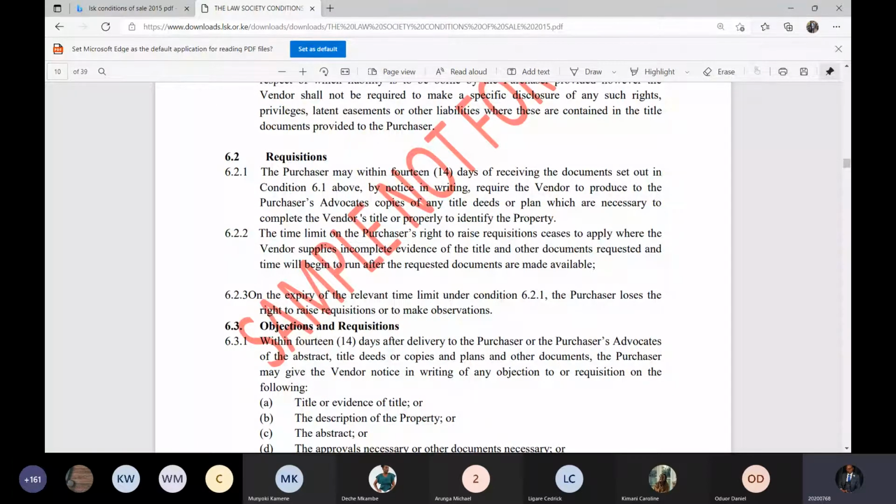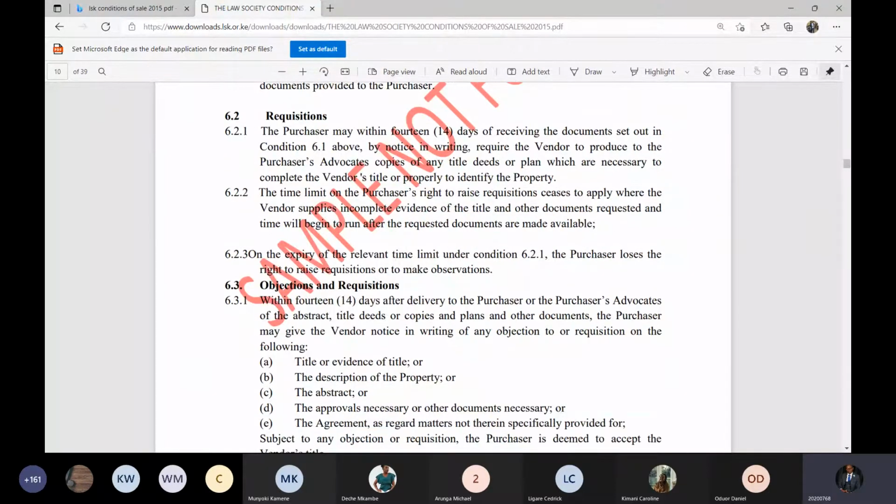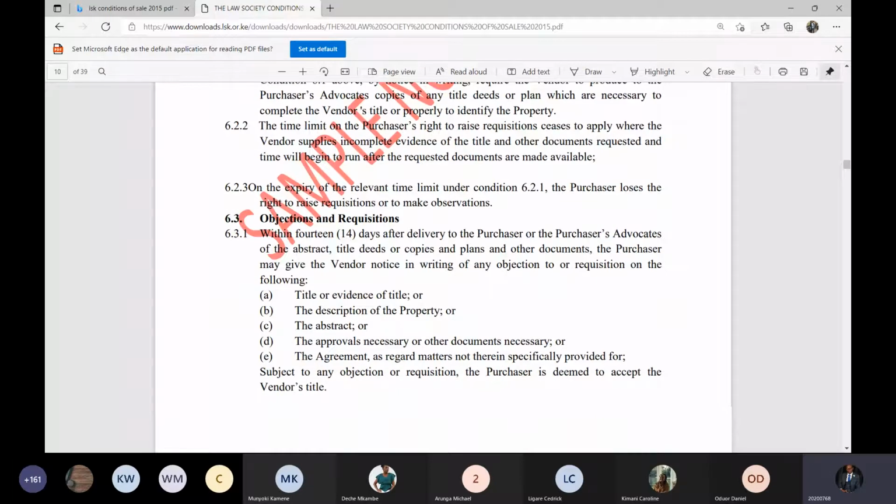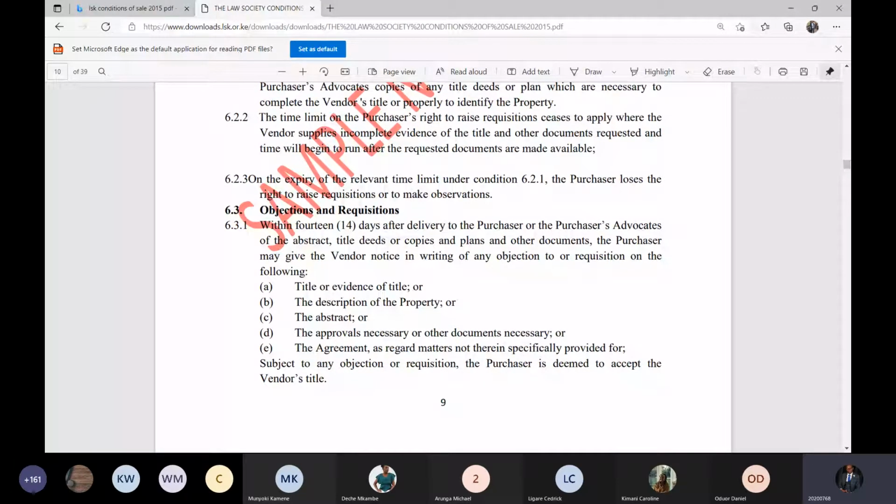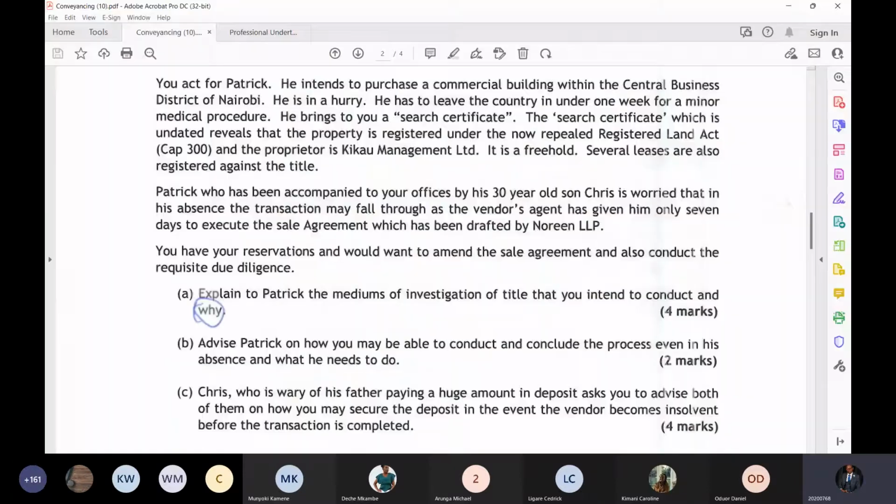These are some questions. After he has looked at the titles, 14 days after receiving those documents, the next step for him is to raise any requisitions, objections, or questions pertaining to those title documents. That's part of due diligence. Any questions or objections that arise after deduction of title is a requisition under condition 6.2 of the LSK Conditions of Sale. Okay, you're done with that question. You just need to tie those mediums of investigation to the facts of the question, and you get yourself the marks.